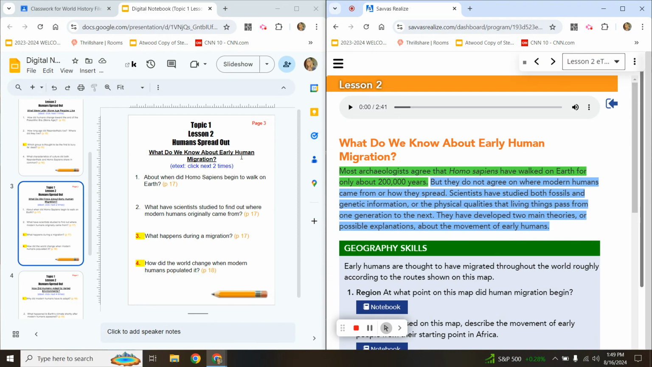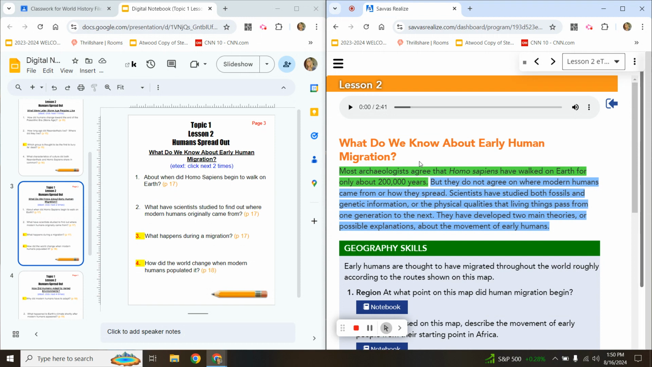So we are starting with, what do we know about early human migration? You will see number 1 and number 2. Since I see 2 different color highlights, both of these questions will be answered in this first paragraph. If you are using your textbook, you are on page 17, right under where it says, what do we know about early human migration? So number 1, about when did Homo sapiens begin to walk on Earth?